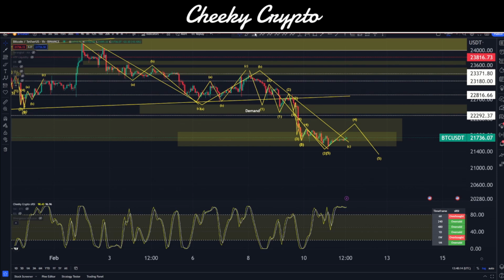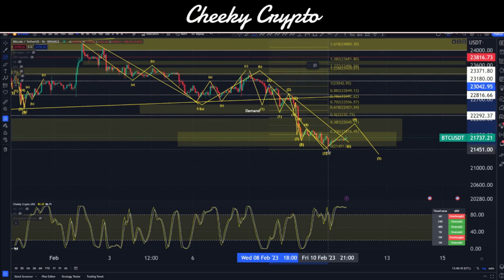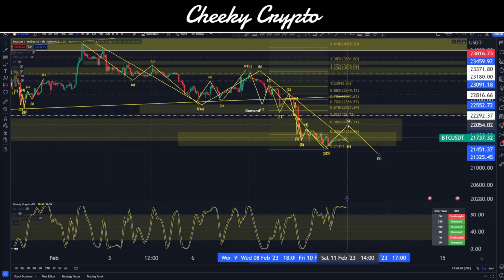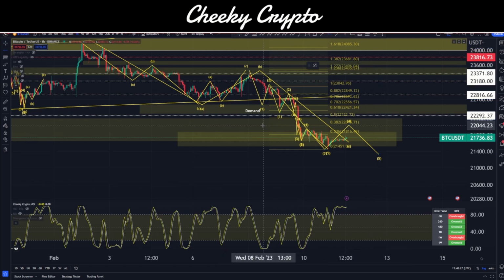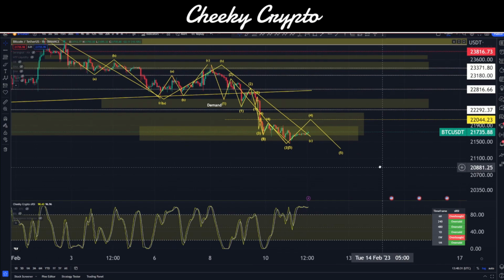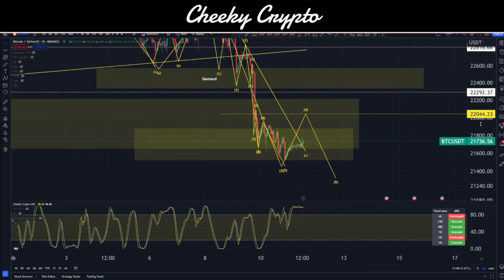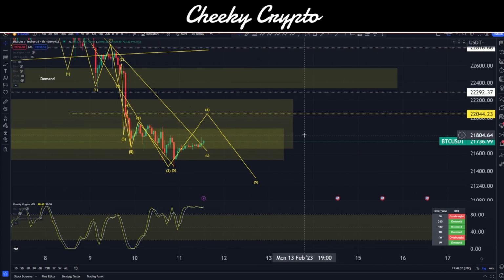If wave 3 is here, then we're expecting our retracement to be 38.2%. Minimum is not really a good term, it's typically 38.2. So I'm going to draw a horizontal line right on that line there, and then delete the fibs. There we go. So we're expecting approximately 22,044. That's going to be the typical area that you retrace into.